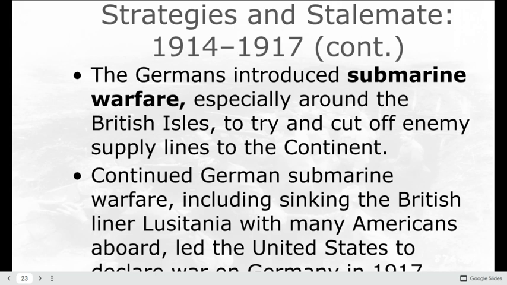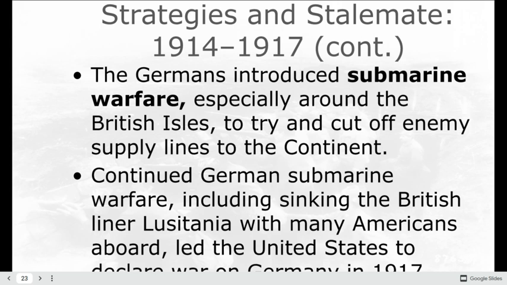The Germans go back to their naval ability, and so they introduced submarine warfare, especially around Britain, to try to sink supplies and cut the British government and its people off from their military in Europe. This would lead to some problems, particularly because the British were also purchasing arms from America, and there were still passengers going back and forth between the two places.